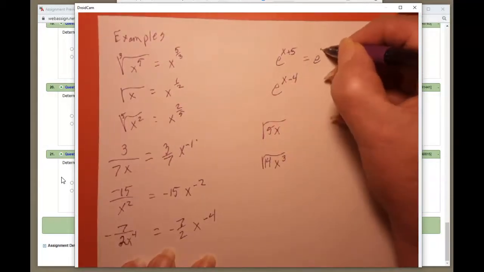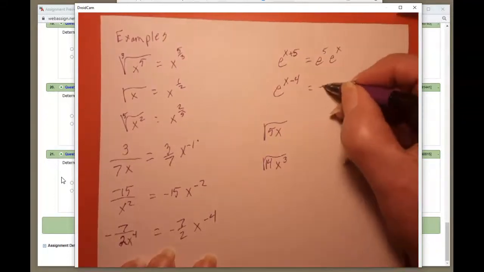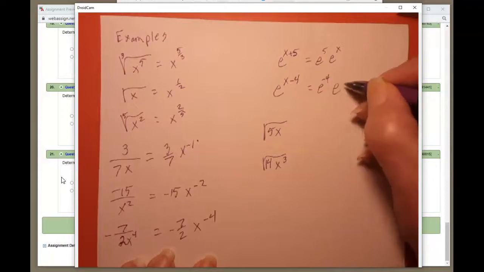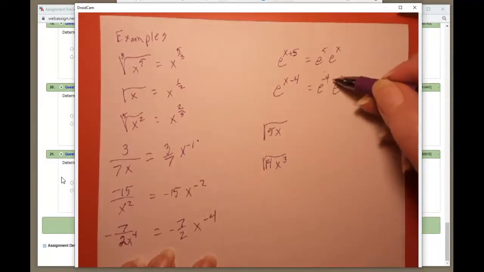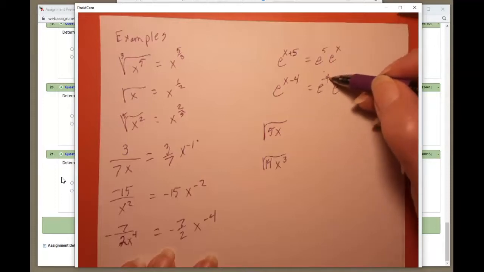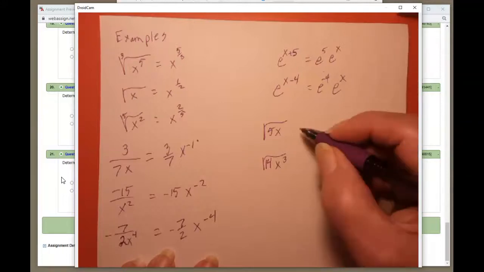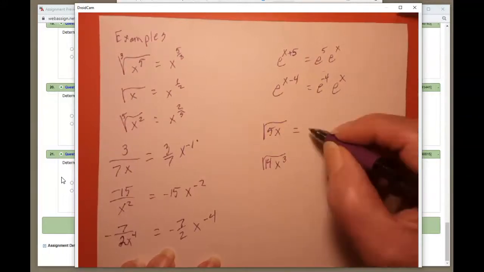I'm going to write the e to the 5th first times e to the x. And here I'll write e to the negative 4th times e to the x. I do not need you to simplify this by taking it into your calculator and giving me an approximation. I would prefer exact values. E to the negative 4th is an exact value. Here, in order to take the derivative with the formulas we learned today, I'll have to split this up.